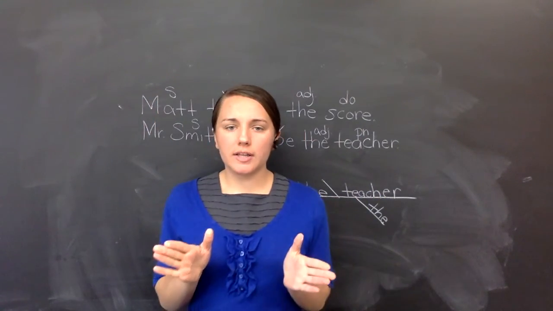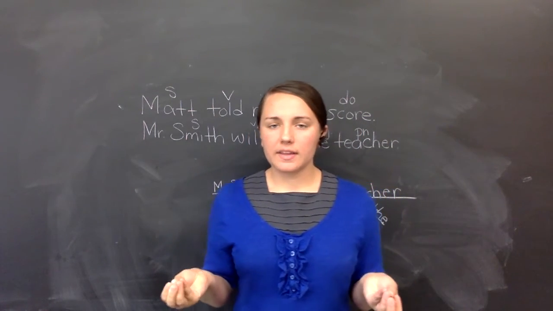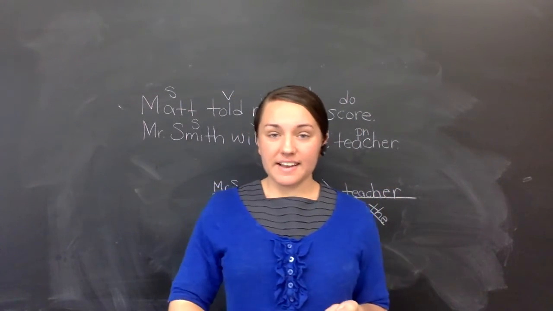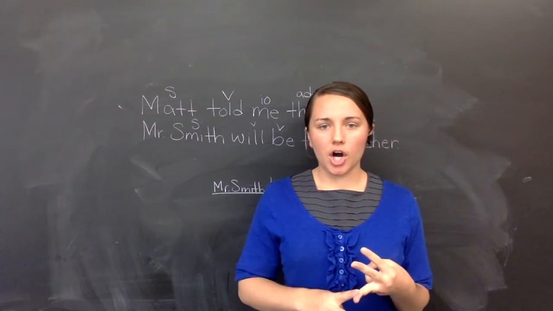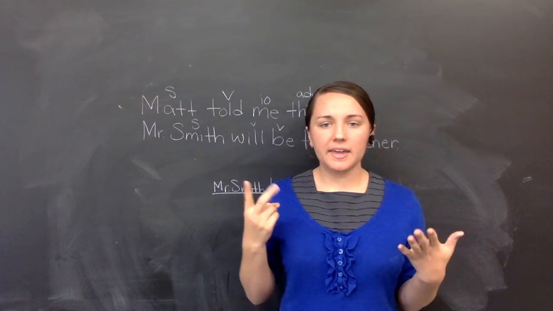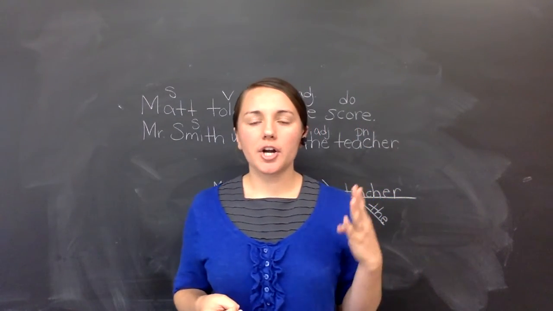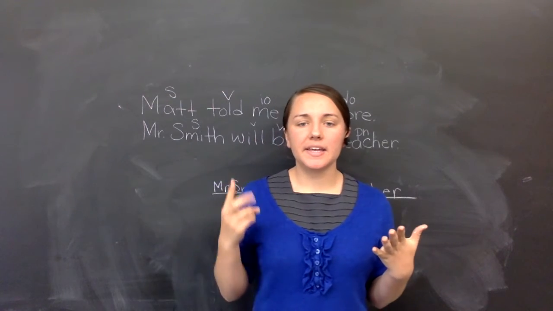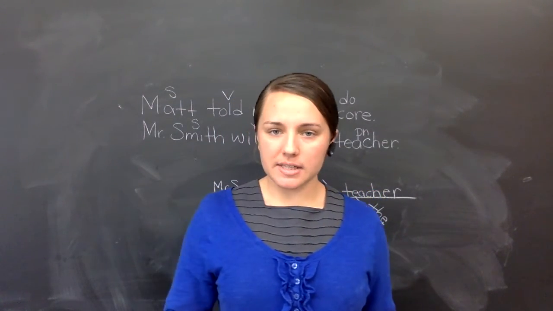Now let's just go over our linking verbs to make sure we know what our linking verbs are. So what are the linking verbs? First of all, the state of being verbs can be linking verbs. So am, is, are, was, were, be, being, been. Say them with me. Am, is, are, was, were, be, being, and been.